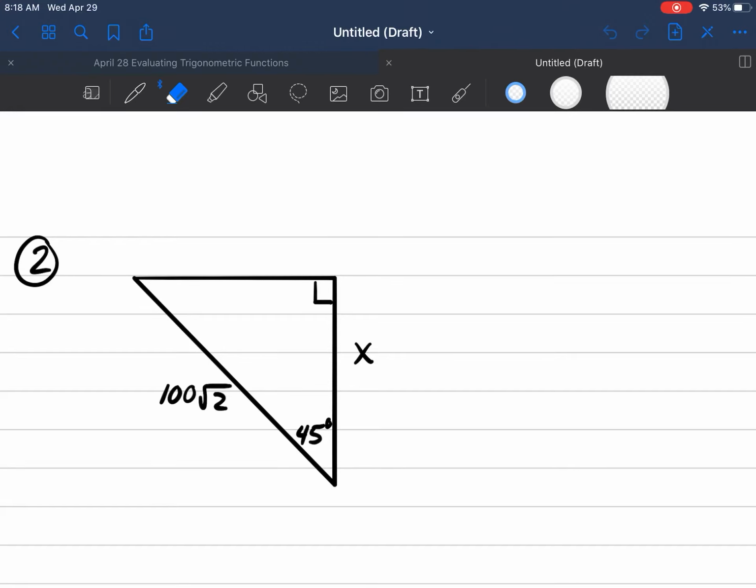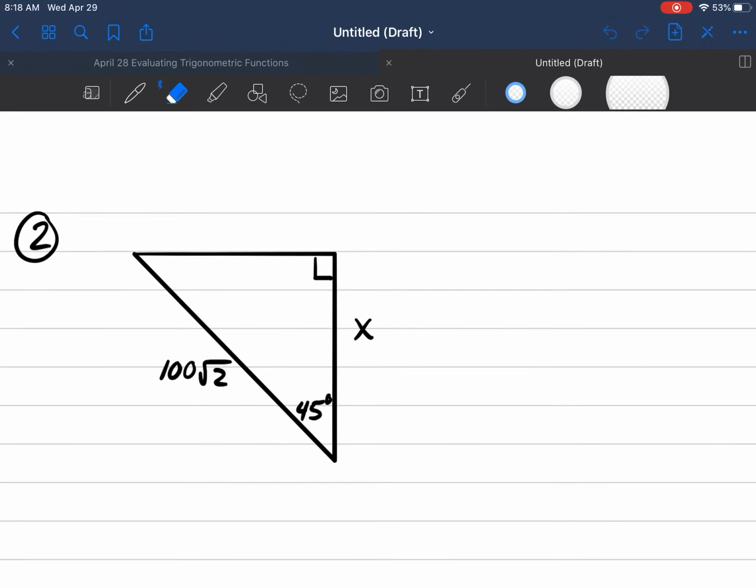All right, so going over problem number 2, your first step is to identify opposite, hypotenuse, and adjacent. So remember, you do this based on what's the angle that's given to you. So we're going based off of the 45 and the 90. So remember, what's always across from the 90-degree angle? It's always the hypotenuse. So here's a 90, across from that should be the hypotenuse.